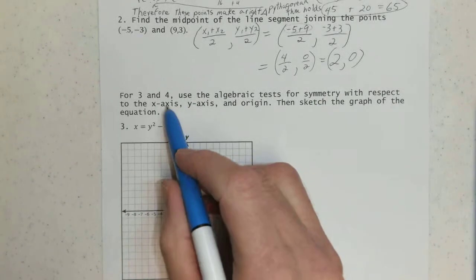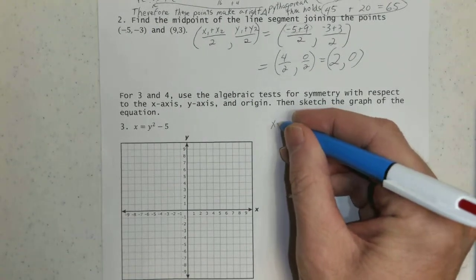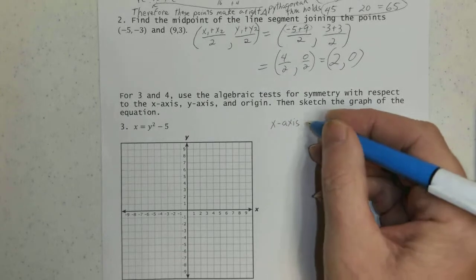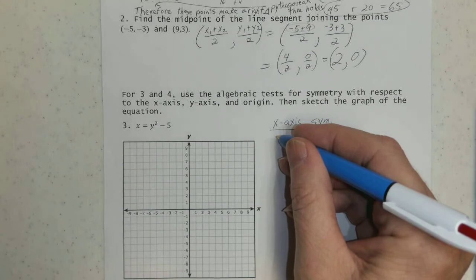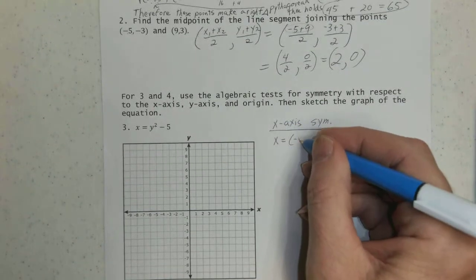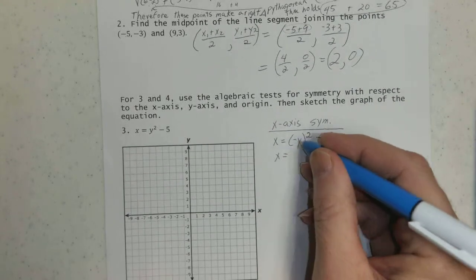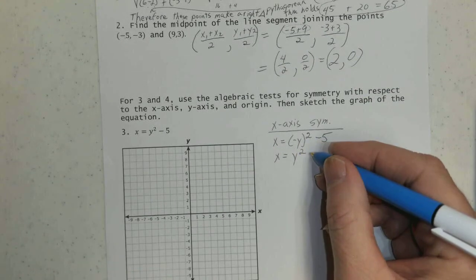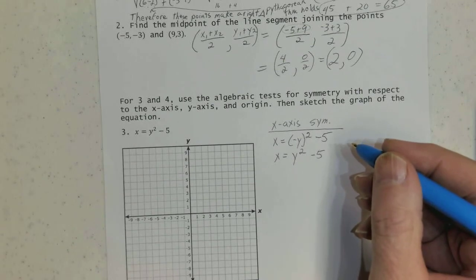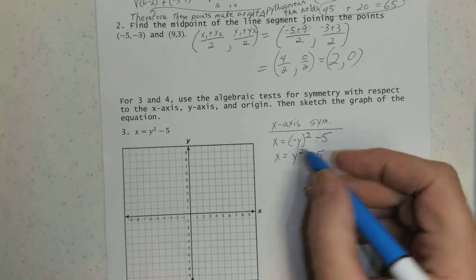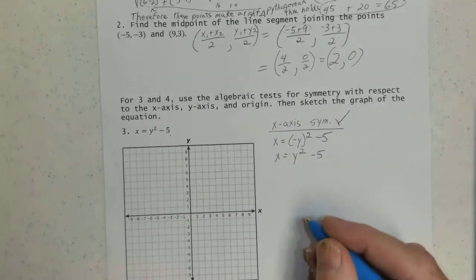Test for symmetry on the x-axis, the y-axis, and the origin. So let's test for x-axis symmetry first. We are going to put negative y in for y. And a negative times negative is positive. So x equals y squared minus 5. And that is the same as the original equation. So it does have x-axis symmetry.